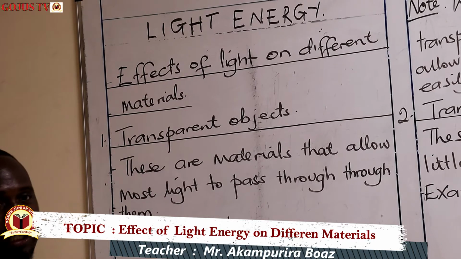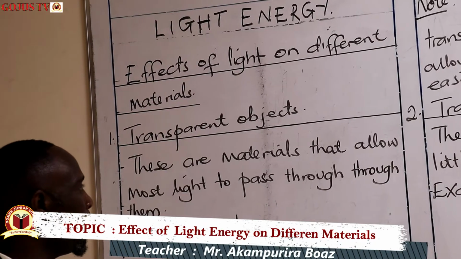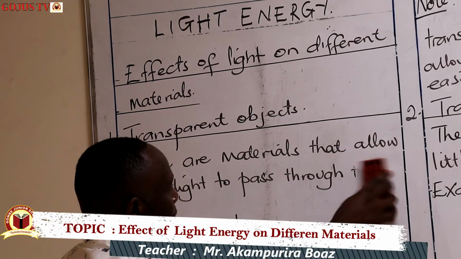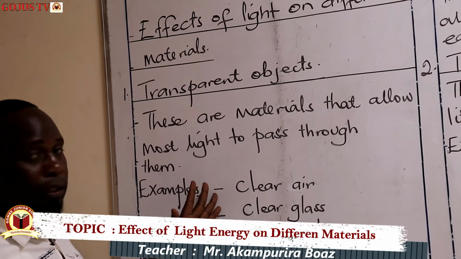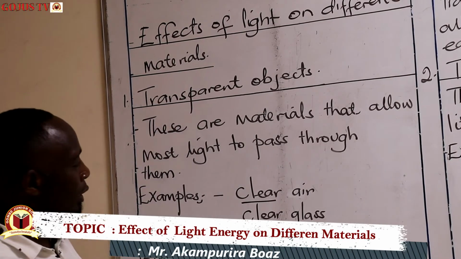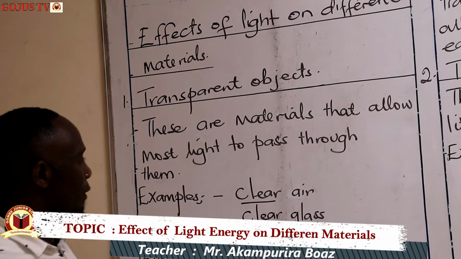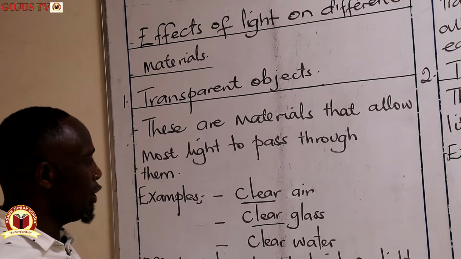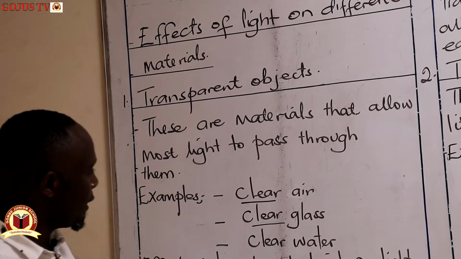Transparent objects are materials that allow most light, or we can say that allow all light to pass through them. We have examples. One, clear air. I'm emphasizing the word clear because in most cases the air may not be clear, so that does not make it a transparent material. The same applies to clear glass. We have some glasses which are not clear, and if it is not clear, it means it does not allow all light to pass through it.